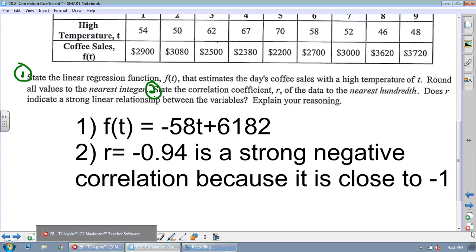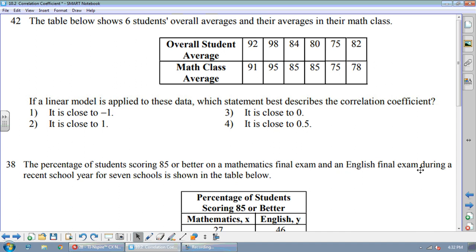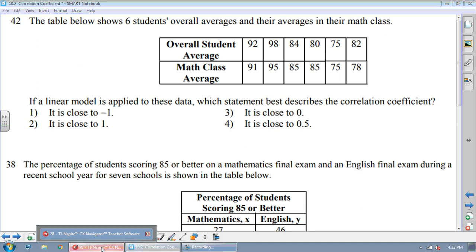42. The data table below shows 6 students' overall averages and their average in math class. We aren't asked to write an equation. We are asked, if a linear model is applied, which statement best describes the correlation coefficient. So all we want is that r value.